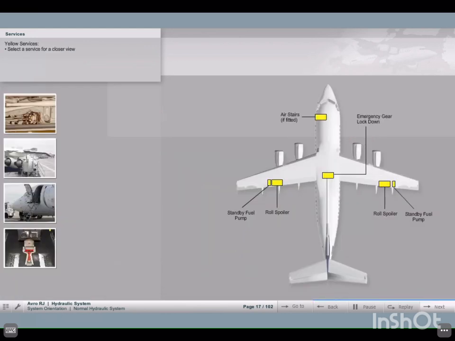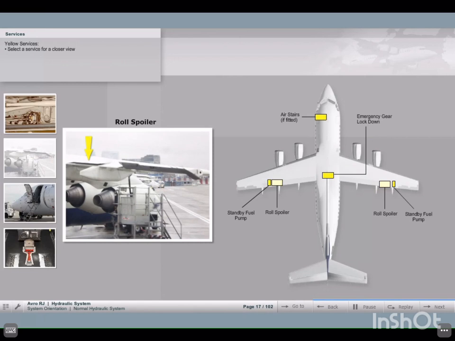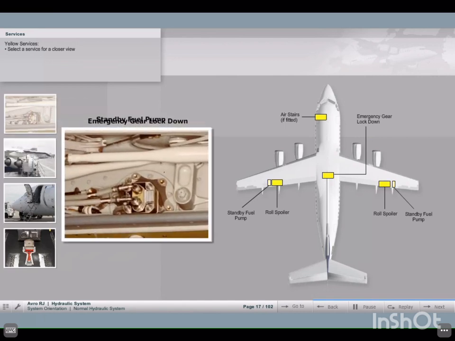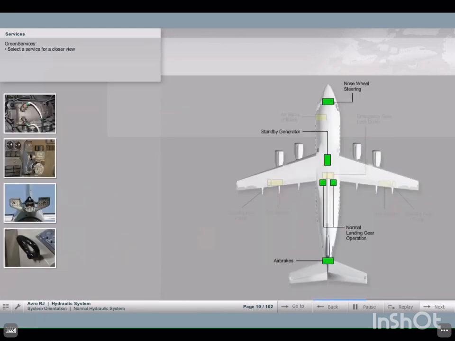Select a service for a closer view. These services are supplied by the green hydraulic system only. Select a service for a closer view.